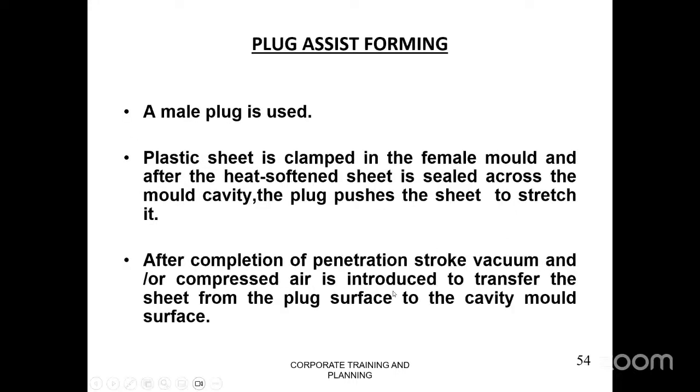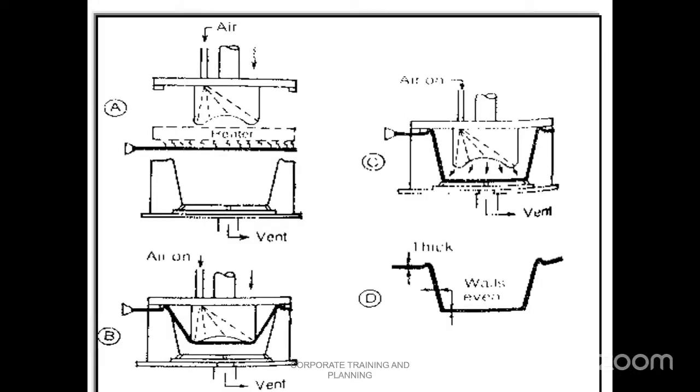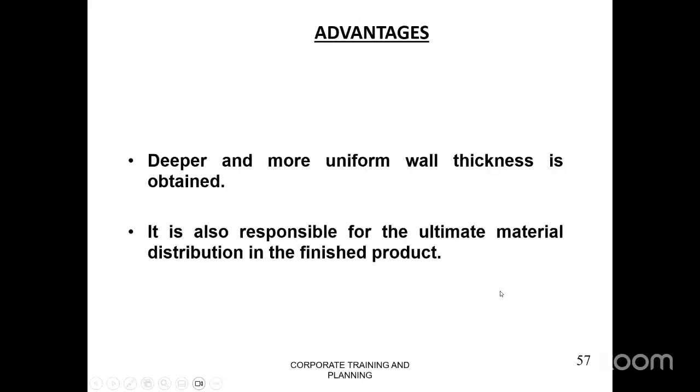Okay. There's plug assist forming also, friend. Once you understand this, then you can easily say that this is made by plug assist forming, right? Therefore, a male plug is also used here, friend. Plastic is clamped, the same thing here. Only the plug is added here. We have seen this also yesterday. There is a plug here. You are just pressing the sheet with the plug first, and then you are applying the vacuum here, and then the sheet will take the form of the mold, friend.